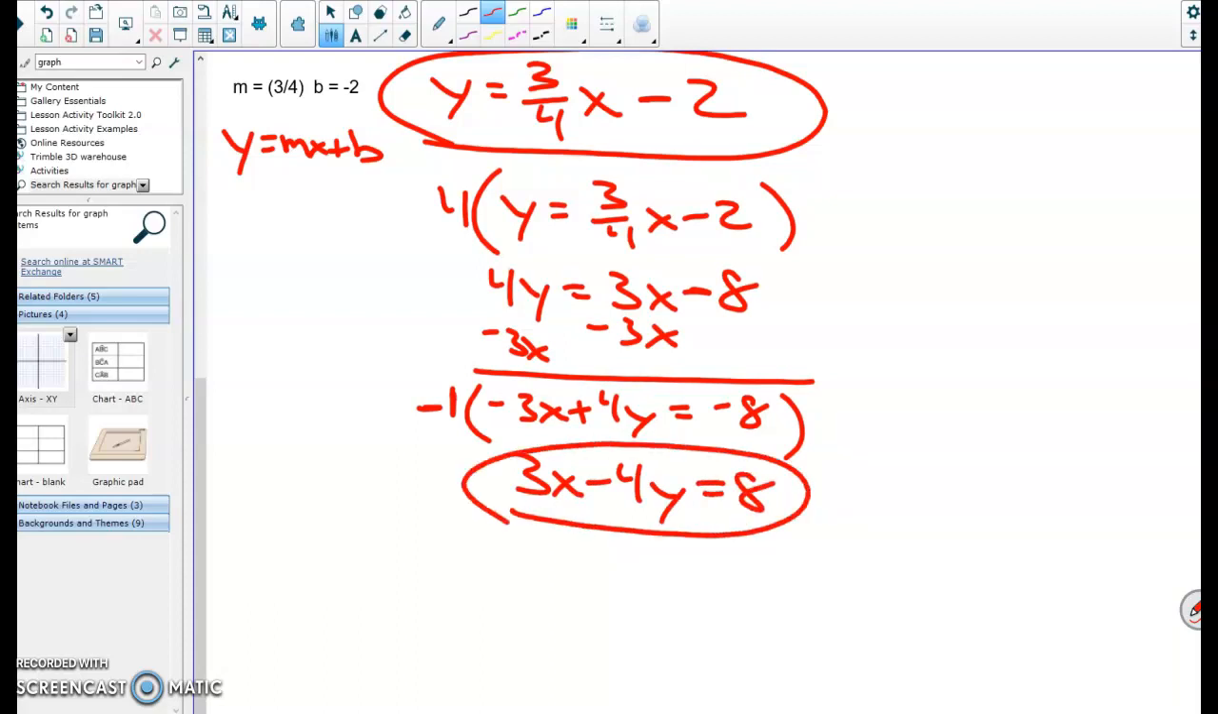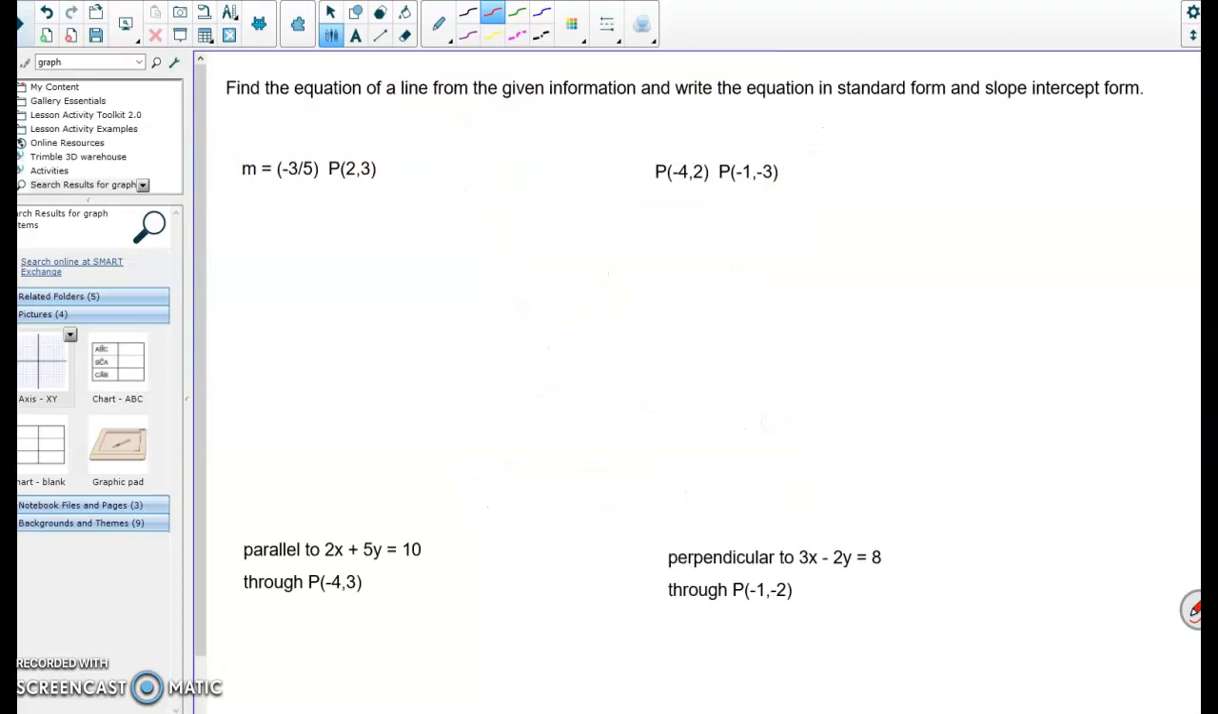And you can plug that y-intercept of (0, negative 2) in. 3 times 0 is 0. Negative 4 times negative 2 gives you a positive 8. Good chance you're right. Now the biggest type of problem we've had on this test is finding the equation of a line based on given information.